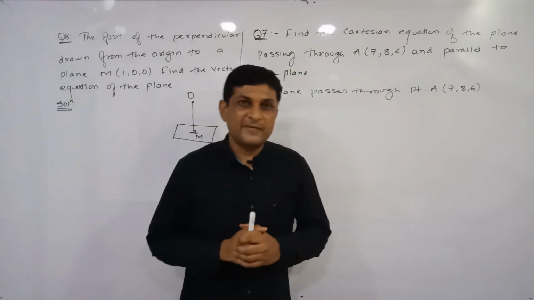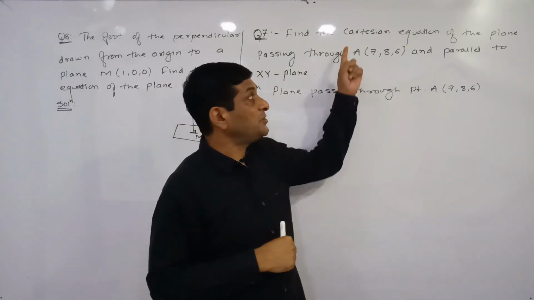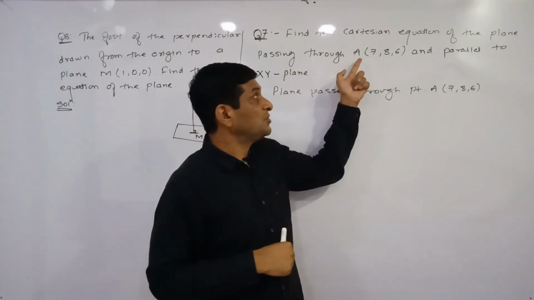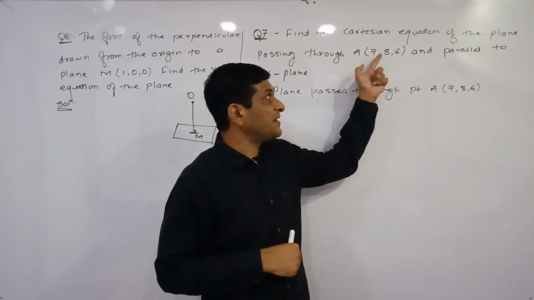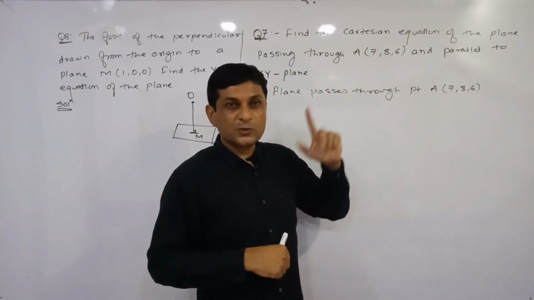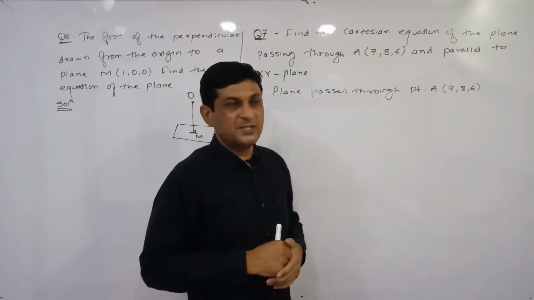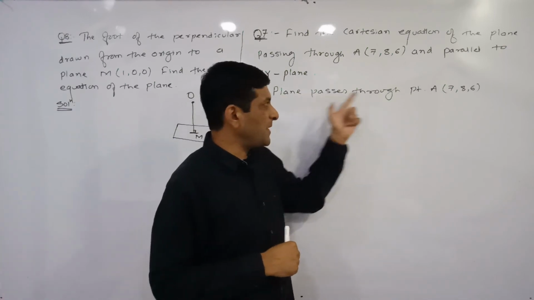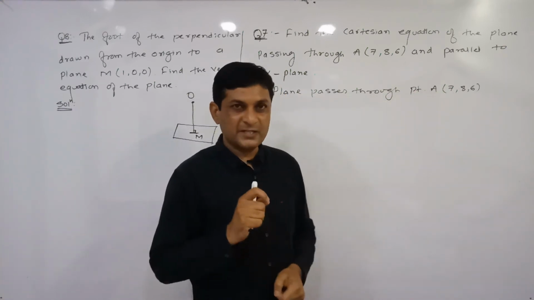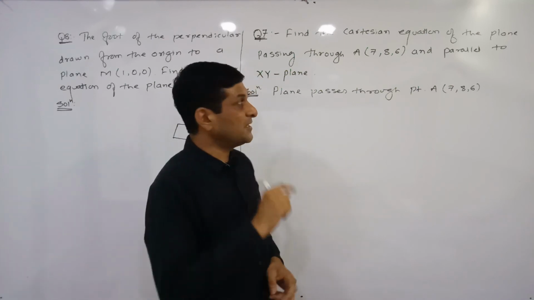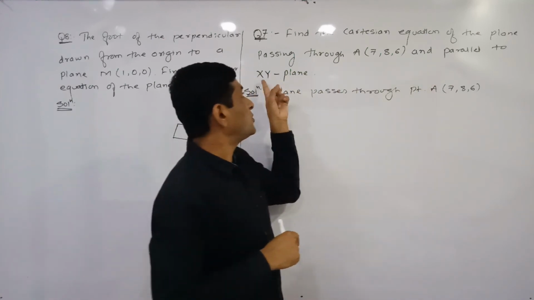See, in the 7th example, we have to find out the Cartesian equation of the plane passing through this point A having coordinates 7, 8, 6. Means the coordinate of one point on the plane is given to us. So here we have written that the plane passes through the point A whose coordinates are 7, 8, 6. And the second condition is that the plane is parallel to the XY plane.